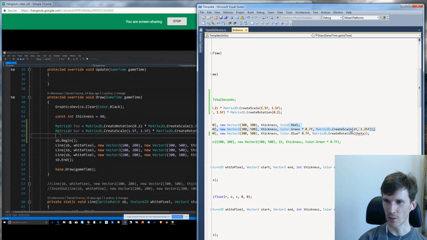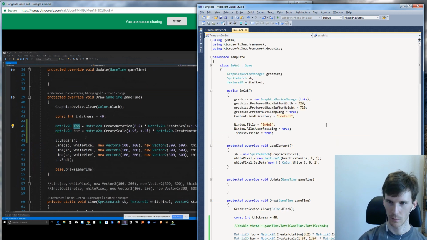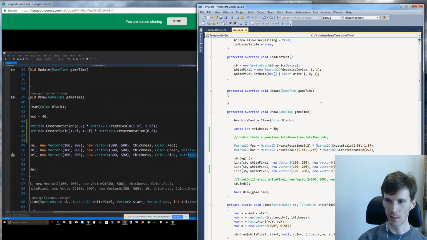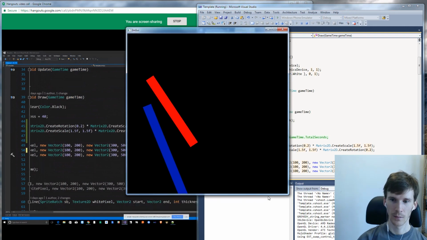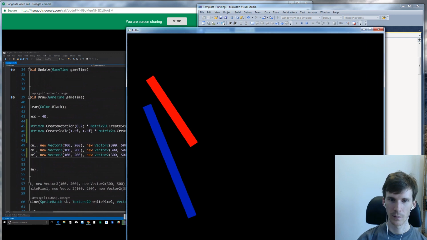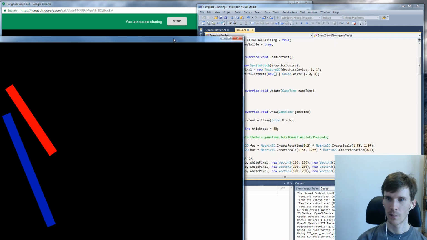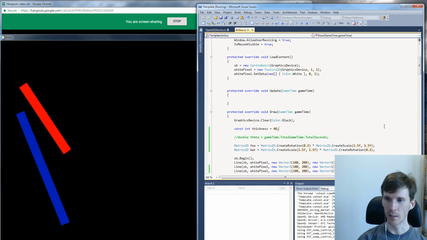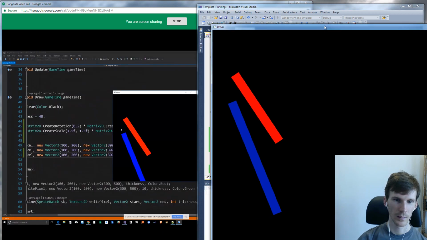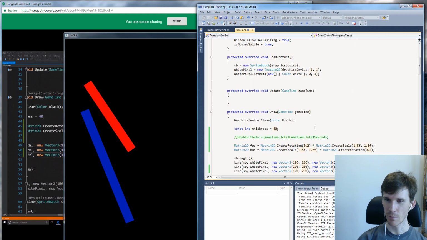Let's try them in different orders, and let's replace that with foo and bar. So foo is green and bar is blue, and let's see what happens. Okay, so we've lost bar. Let's figure out where that is. Maybe we'll rotate around the other way.